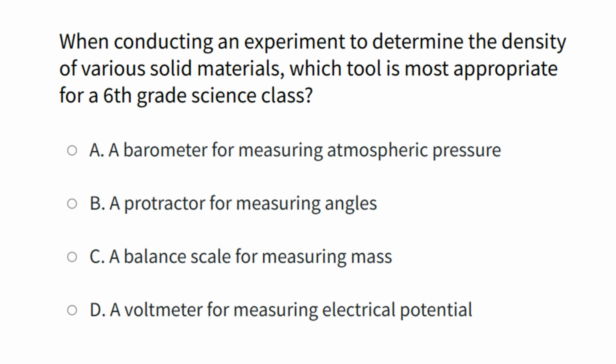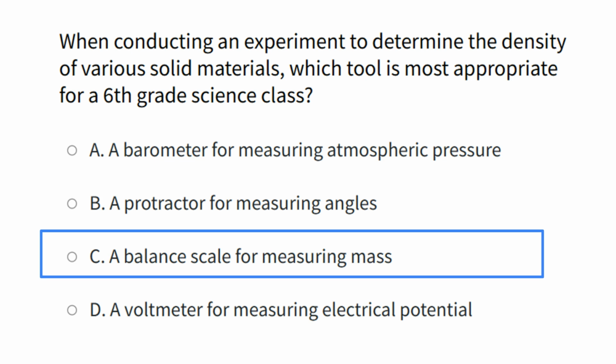When conducting an experiment to determine the density of various solid materials, which tool is most appropriate for a 6th grade science class? A. A barometer for measuring atmospheric pressure. B. A protractor for measuring angles. C. A balance scale for measuring mass. D. A voltmeter for measuring electrical potential. The correct answer is C, a balance scale for measuring mass.